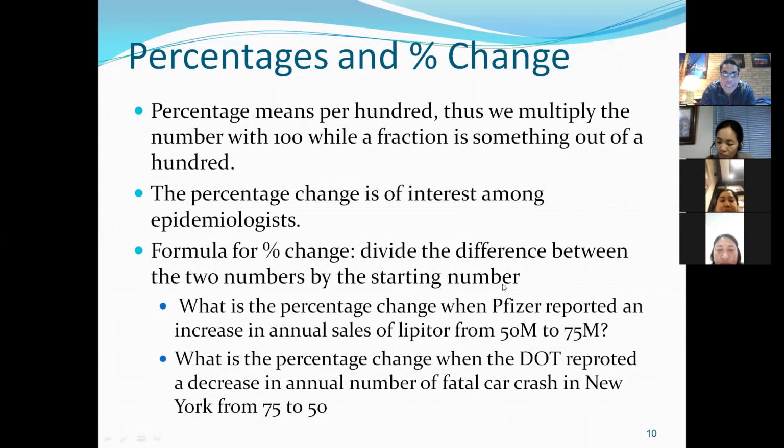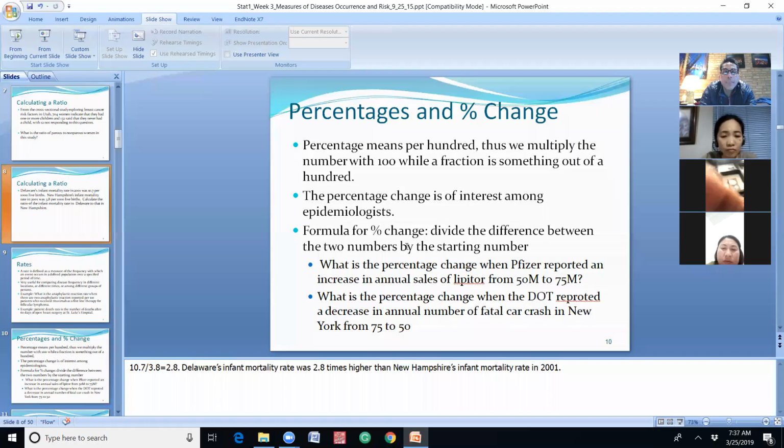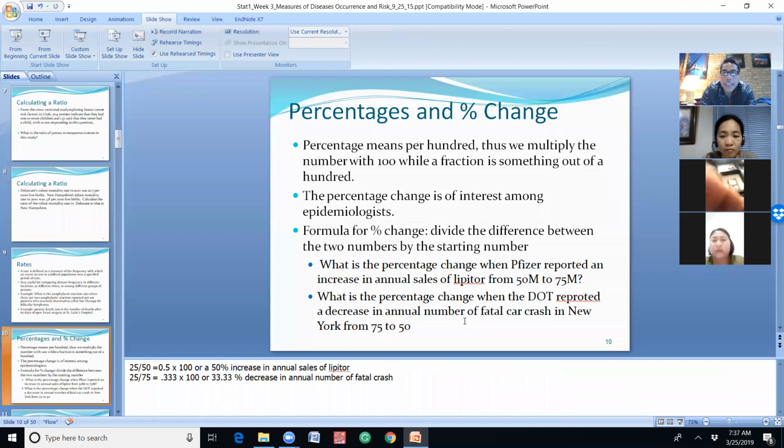All right, and then let's do the second example or problem. What is the percentage change when the Department of Transportation reported, another typo here, a decrease in annual number of fatal car crashes in New York from 75 to 50? So follow the rule of divide the difference between the two numbers. The difference between 75 and 50 is 25.